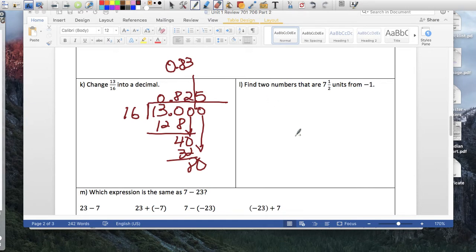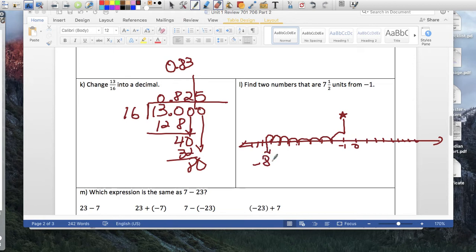Find two numbers that are 7.5 units from -1. Okay, so here's 0, here's -1. So let's just make a few lines here. And let me go a few lines over here. So if you're here, and I'm standing 7.5 units away, where would I be? Well, if you go to the left side, it'd be 1, 2, 3, 4, 5, 6, 7.5. Let me do it again. 1, 2, 3, 4, 5, 6, 7.5. So I'd be here. So that'd be -1, -2, -3, -4, -5, -6, -7, -8, -8.5.